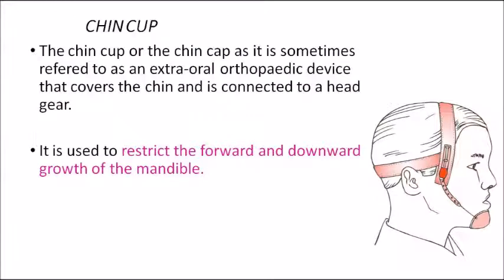Now chin cup. Chin cup is used to restrict the forward and downward growth of the mandible. So far we have seen headgear, which is used to restrict the forward growth of the maxilla, whereas you have seen the reverse pull headgear, where you want a protraction of the maxilla and a backward push on the mandible. Now the third scenario is using a chin cup, which is indicated in class 3 malocclusions with mandibular prognathism, so that we can restrict the forward and downward growth of the mandible.